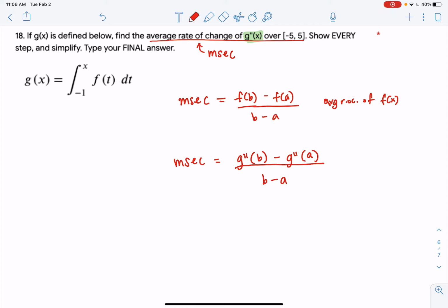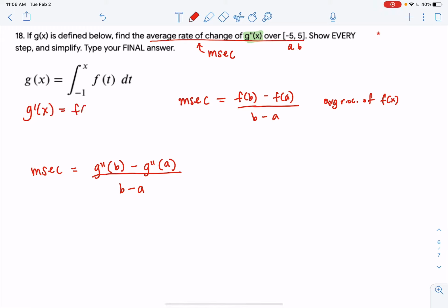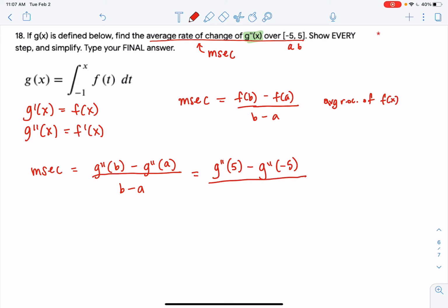So clearly we have some work to do here. We need to find G double prime so that we can then plug in our a and our b, which will be -5 and 5. So using FTC II here, I know that G prime is equal to f of x times 1 minus 0, or just f of x, and G double prime then is f prime of x. So let's plug in our b's and our a's. We want G double prime of 5 minus G double prime of -5 all over 5 minus -5, or 5 plus 5.